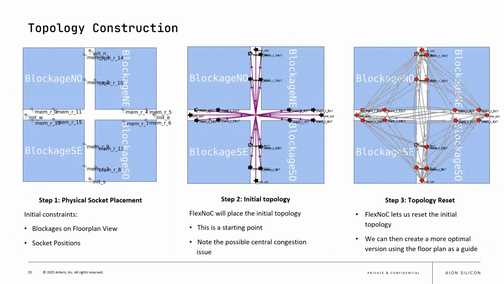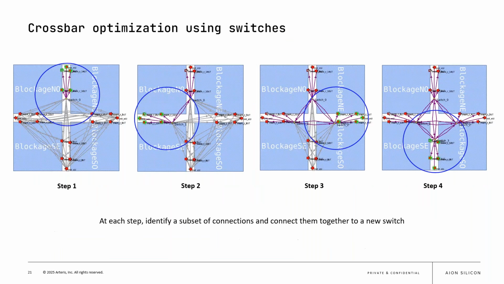So FlexNoC generates an initial topology that respects the floor plan. This then allows a reset to rebuild a more optimal structure. So here's step by step, we collapse unnecessary paths, restructure switches, and reduce central congestion. So this iterative process transforms a naive wire-heavy network into a lean, physically efficient topology, really tuned for bandwidth and timing.